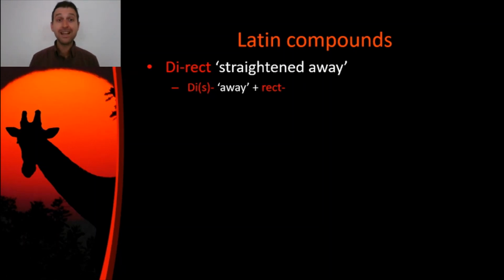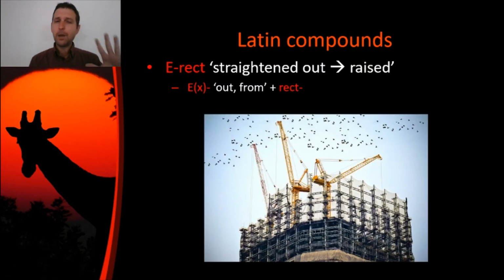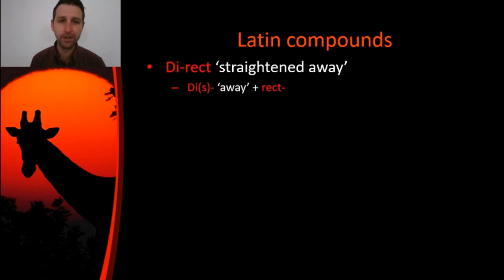Here's another compound, direct. Direct comes from dis-rect, and in Latin, dis means away from. So this is a slightly different meaning than erect, but it's kind of in the same family of words because that preposition on the front isn't super different. So literally, if you translate direct, it means straightened away from something else.